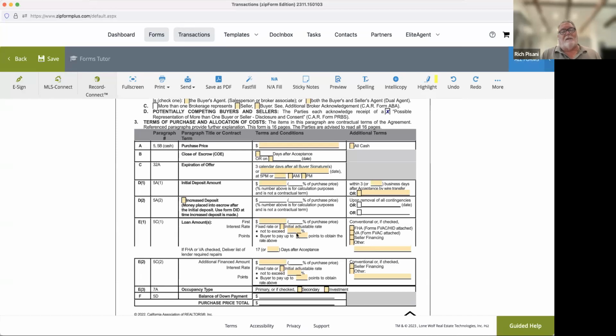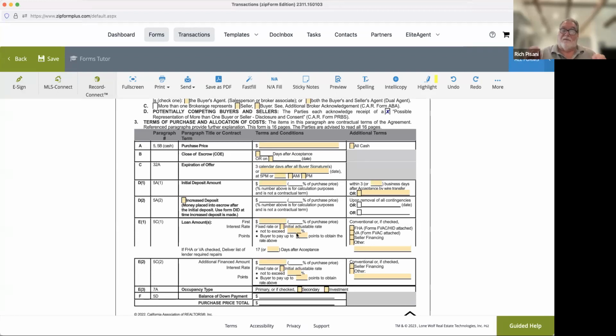Also, make sure that you're filling out the loan type, because it defaults to conventional. If it's another type of loan, if it's an FHA or VA, any other type of loan, make sure that you specify the type of loan. Because if it's an FHA or VA, then it automatically triggers another form, basically saying that it has to appraise for the amount that you're buying it for. You cannot waive appraisal on an FHA or VA loan. So just know that.